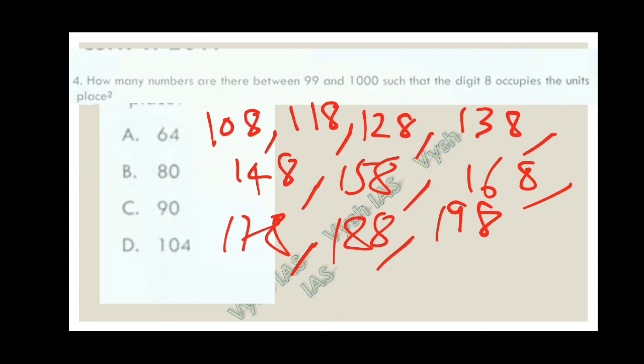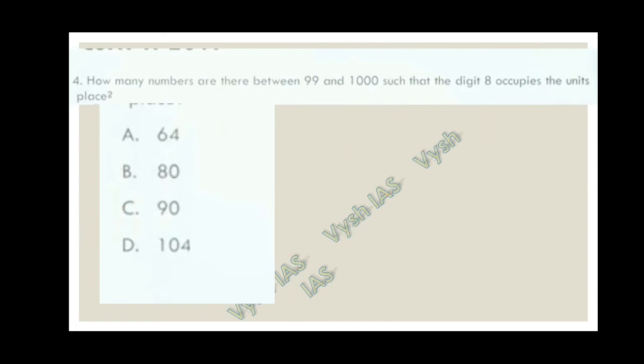In a similar way, for every 100 numbers there are 10. From 100 to 999 there are 900 numbers, and with 10 for each 100, 10 into 9 is 90. So option C is correct for question number 4.